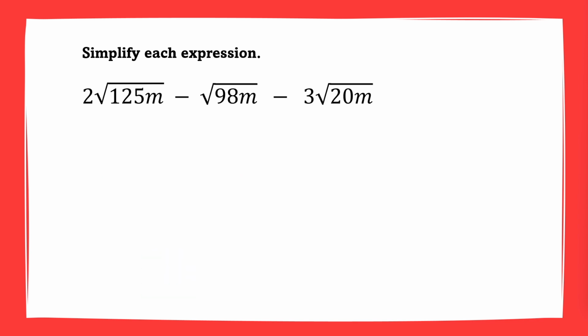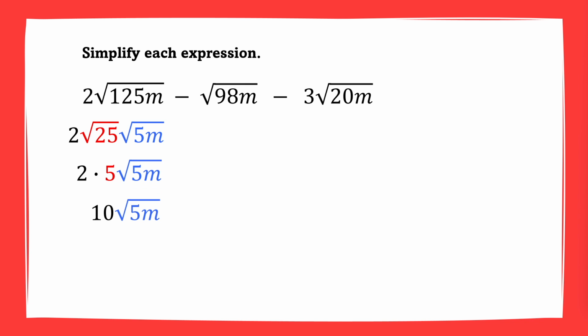Here's one last example. Simplify each radical using perfect square factors. For 125, the perfect square factor is 25, so rewrite it as 25 times 5m. We separate the factors and take the square root of 25 to get 5. Multiplying the two numbers in front of the root, we get 10 root 5m.